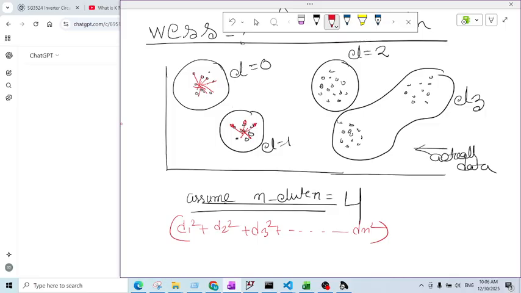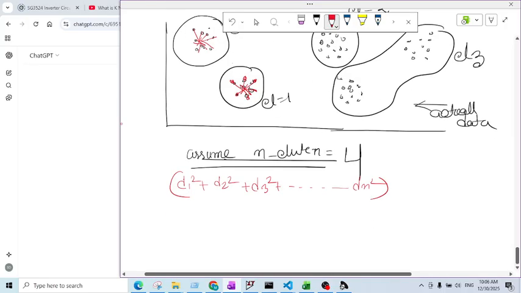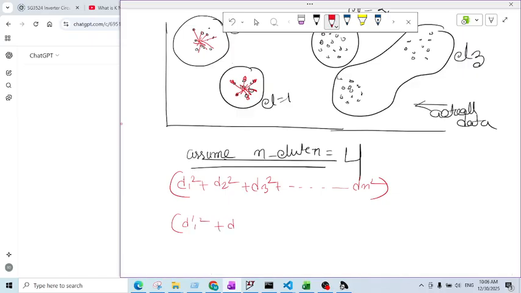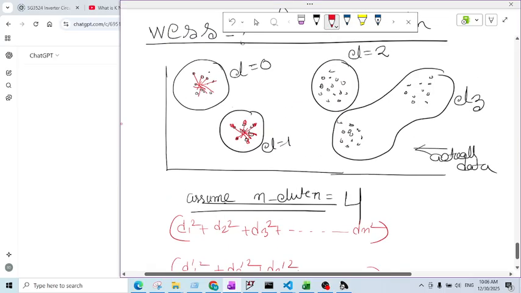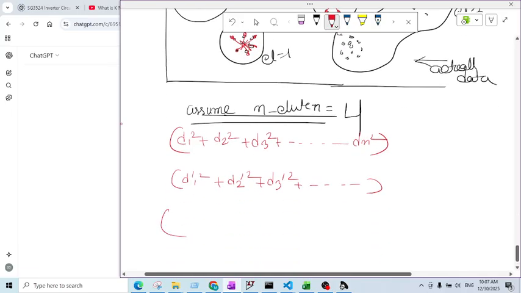Find the difference square of all the points. So let's say those are d prime 1 square, d2 prime square, d3 prime square, and this will go on. And similarly you have to find the centroid and the distance square between the points and the centroid, and you have to sum all those numbers. Let's say d prime 1 square, d prime 2 square, and so on.